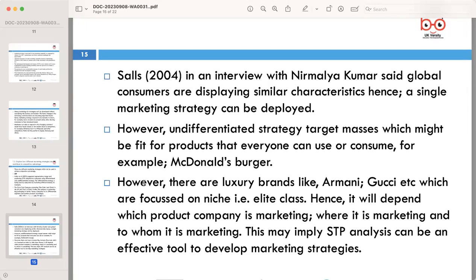Marketing strategies must consider the product, its target market, and its geographical reach. This highlights the importance of segmentation, targeting, and positioning analysis, which is the STP strategy, okay? So STP analysis can be an effective tool to develop marketing strategy. STP means segmentation, targeting, and positioning. It helps companies identify their target segments, understand consumer behavior, and position their products or services appropriately.